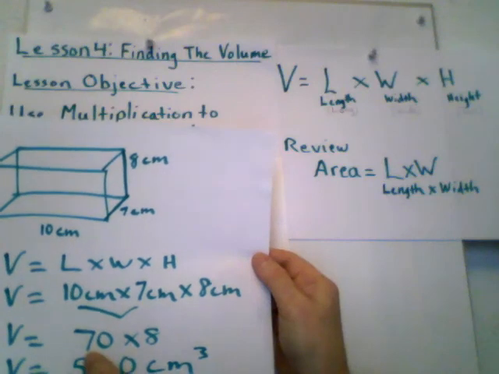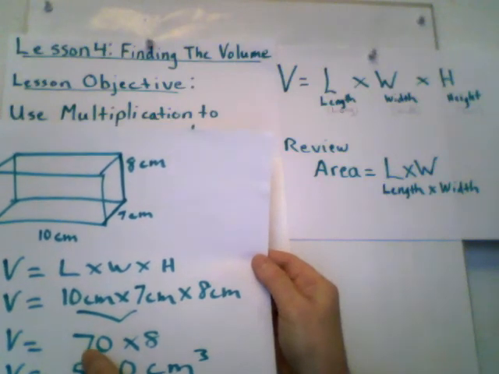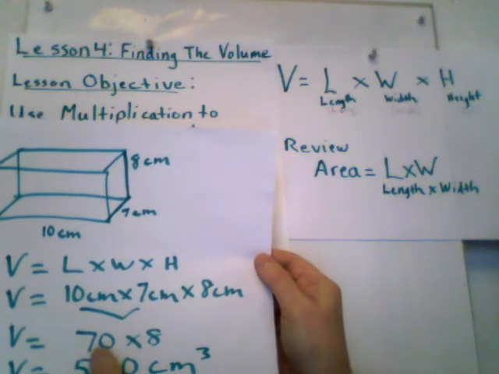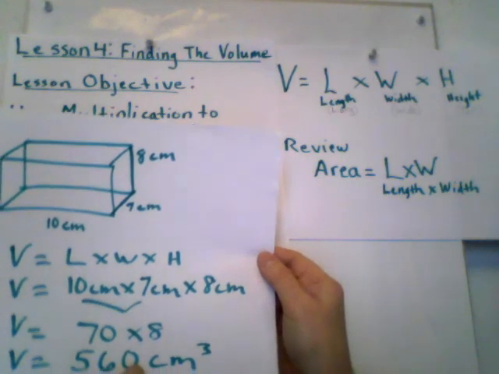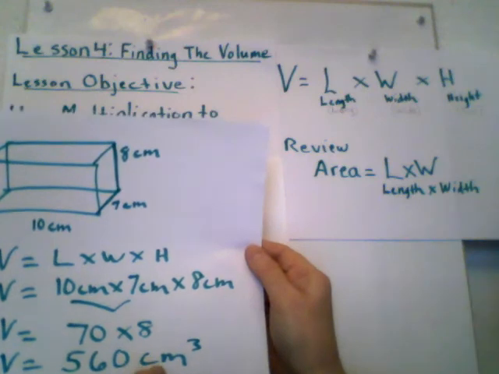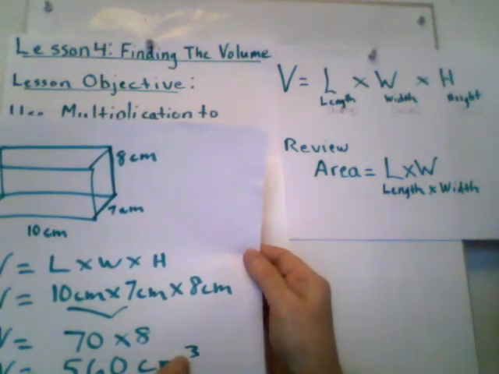And what I did was, using mental math, I said 7 times 8 is 56. And using the math trick, I bring down the 0. So my answer turned out to be 560 centimeters cubed.